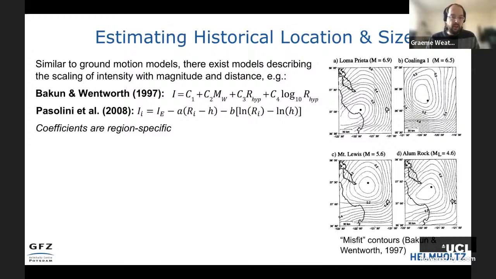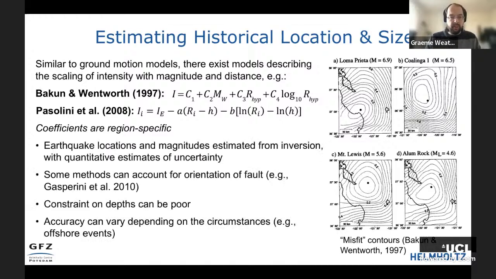Sometimes these are parameterized in terms of distance and epicentral intensity, so intensity close to the epicenter of the earthquake. The coefficients of these models tend to be region specific. And really how we retrieve the parametric information is to use relations such as those that you're seeing here in an inversion process, one in which we try and identify the potential location and magnitude that minimizes the discrepancy between the predicted field of intensity and the intensity observations, usually using some sort of sum of squares residuals.